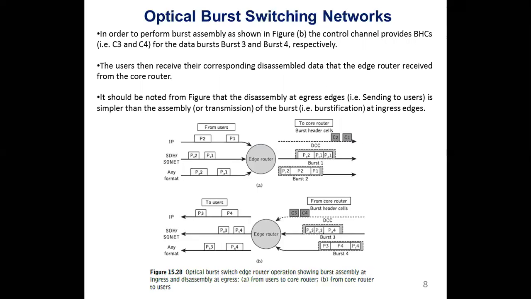So to perform the assembly, the collection of the burst, you can look at diagram B, and the control channel will provide the BHCs, that is C3 and C4 on top for data burst 3 and 4. The users are then going to receive the corresponding disassembled data that the router received from the core router. And you can note from this diagram that disassembly at the egress edges, that is sending to users, is simpler than assembly of the burst. That is burstification. The transmission here becomes a little more challenging compared to the reception.